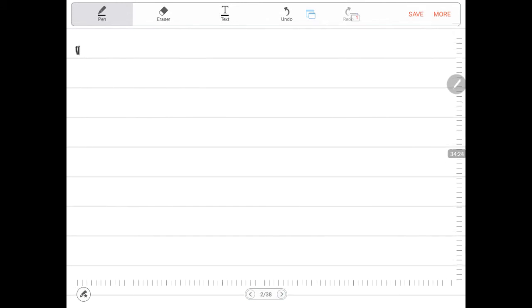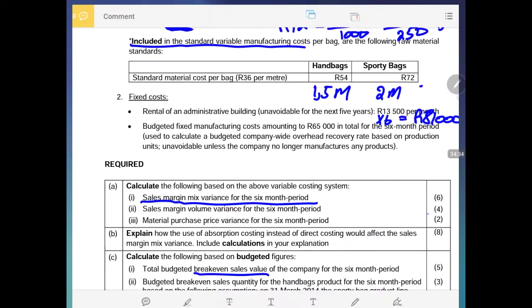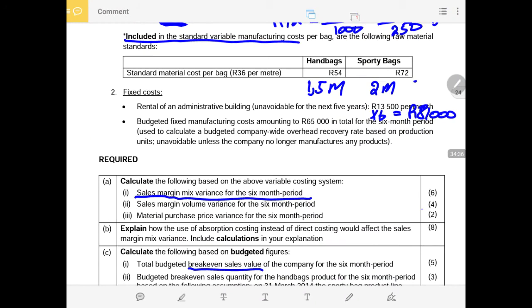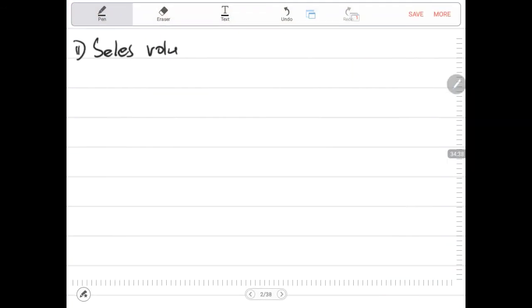Roman figure 2, we are calculating the sales volume variance, the sales margin volume variance. Volume is budget minus actual. Sales margin volume variance. We have the handbag once again.